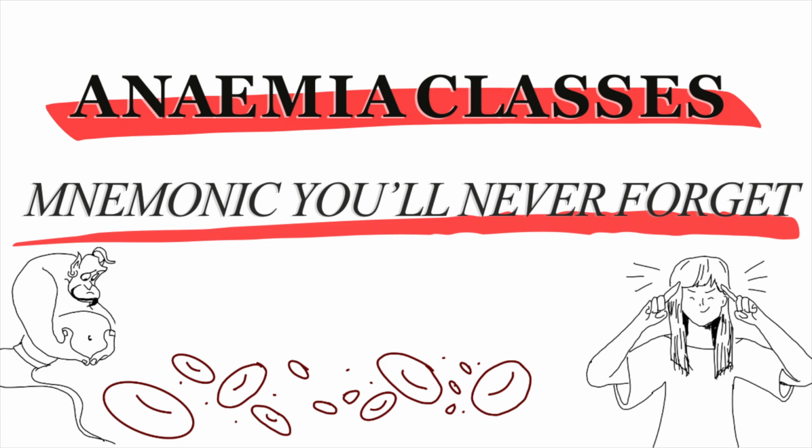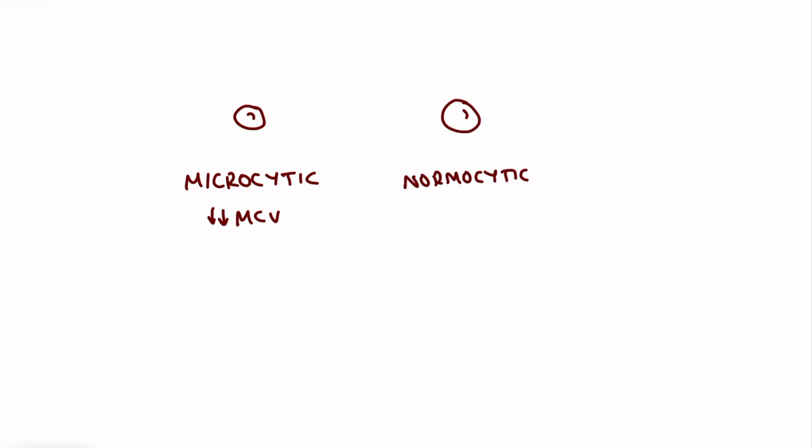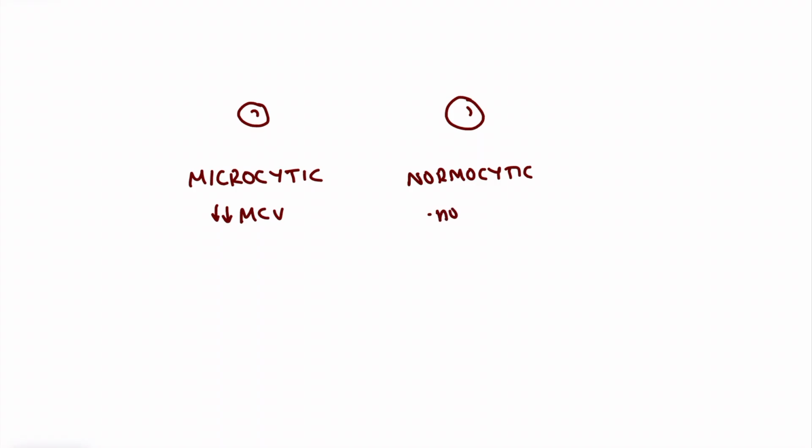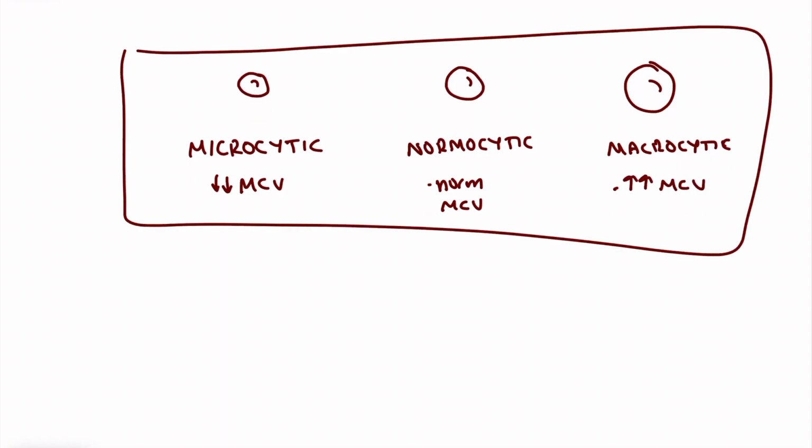Hi guys, today I'm going to teach you a super easy mnemonic so you never forget what diseases fall under the 3 lab categories of anemia. Just before we start, a quick recap of the terms. Microcytic is small red blood cells with a low mean cell volume or MCV. Normocytic is normal sized cells, and macrocytic are large red blood cells with a high MCV.